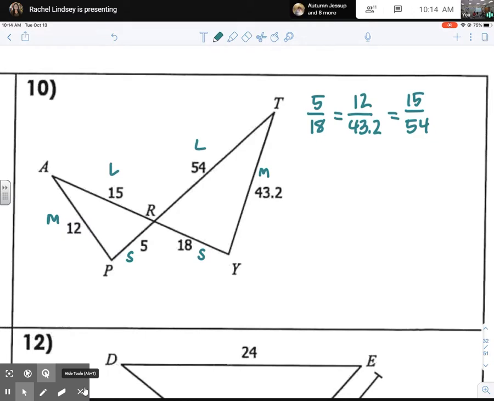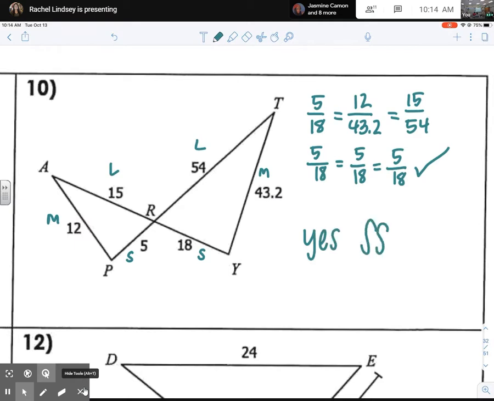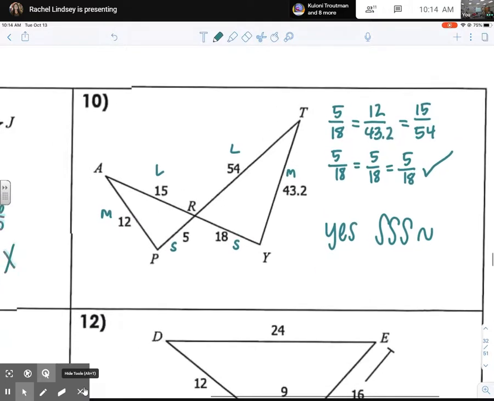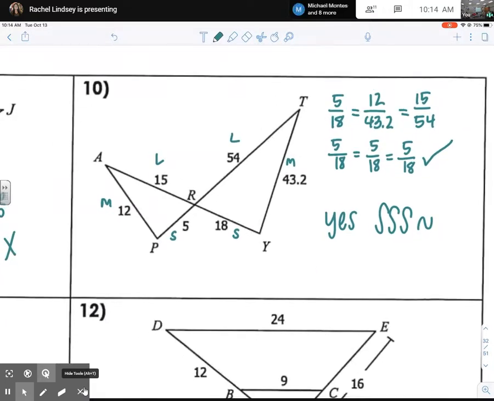Okay, do all of those reduce to the same thing? Yes. What do they all reduce to? 5 over 18. Yep. They are similar by side similarity. So they all have to be the same? Yes, all of them have to be the same, if you're only looking at sides.